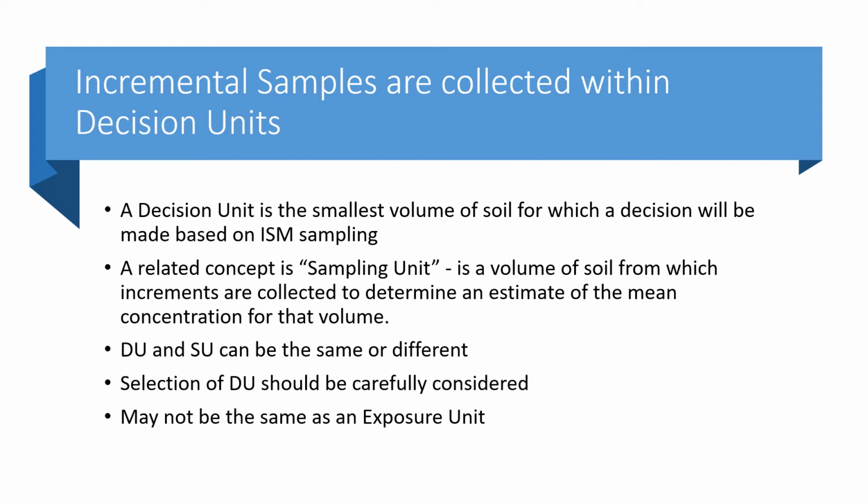Decision units can be the same or different from an exposure unit. An exposure unit is a term that we use in risk assessment that defines where exposure might take place. So an example that I gave earlier of a residential yard, that might be the decision unit of interest, but it's also where exposure for a child may take place within his yard. So that could be an example of where our decision unit and our exposure unit are the same.